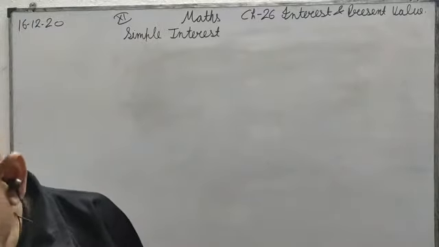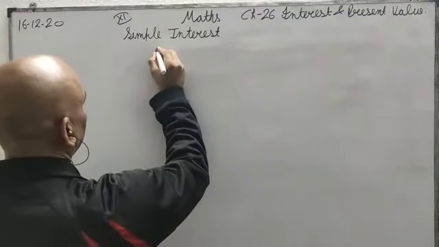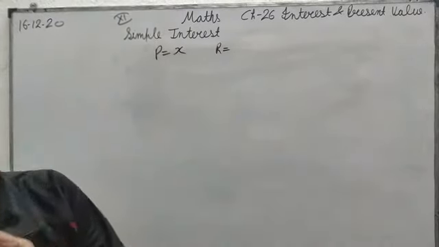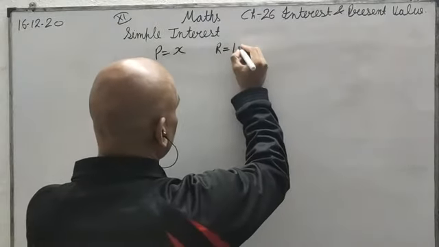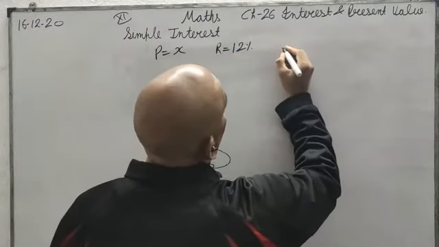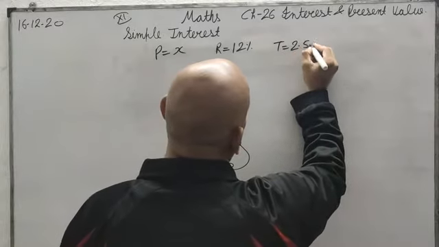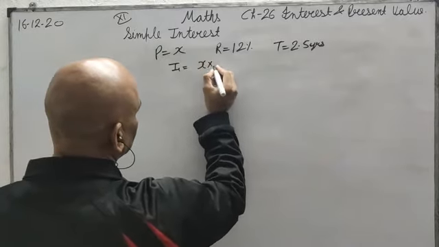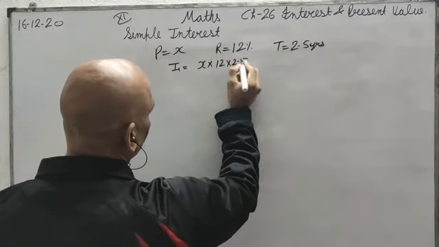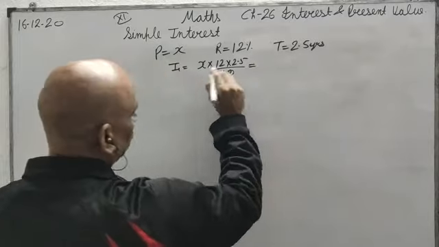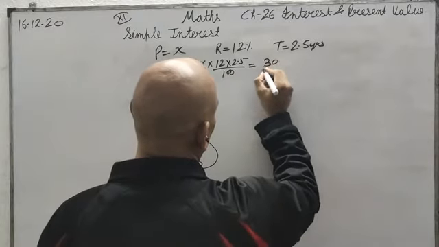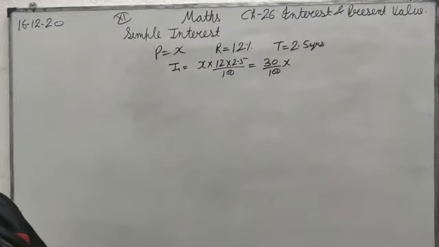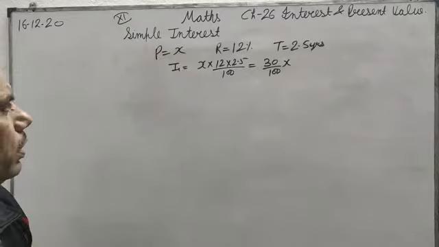The sum is the same. So let the sum be x. Let the principal be x. So the rate in the first case is 12% and time is 2.5 years. So interest 1 will be x into 12 into 2.5 upon 100. 12 times 2.5 is 30. 30 upon 100 x. This is the interest for 2.5 years.